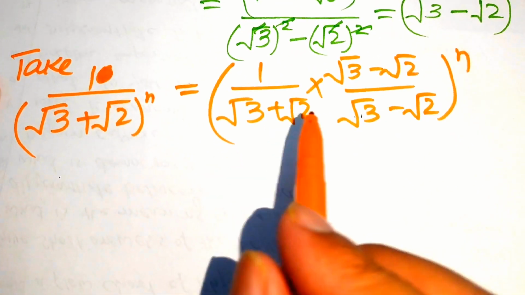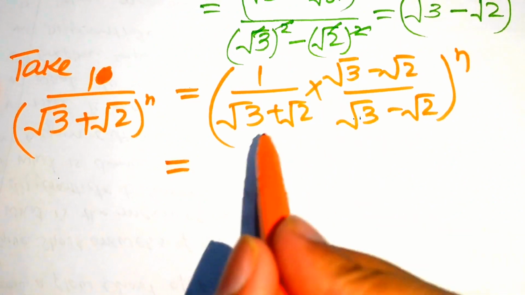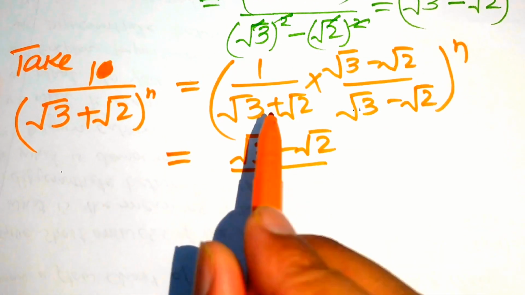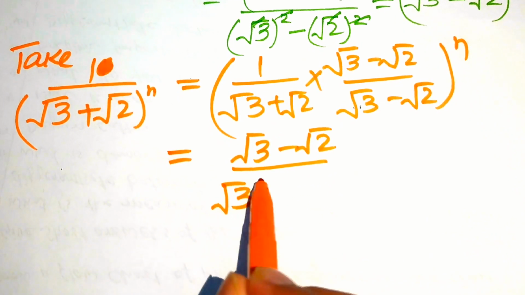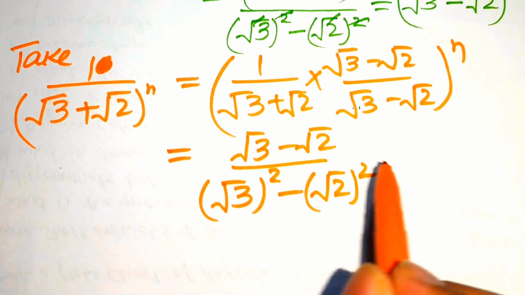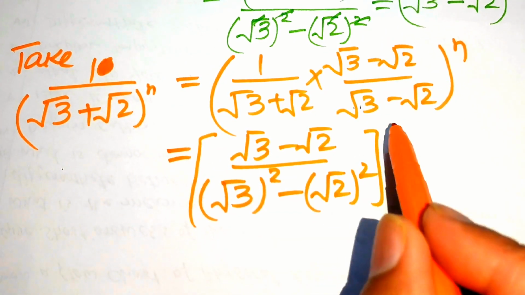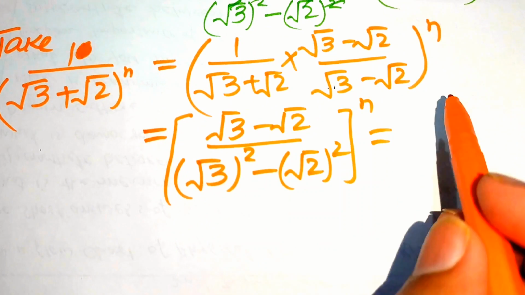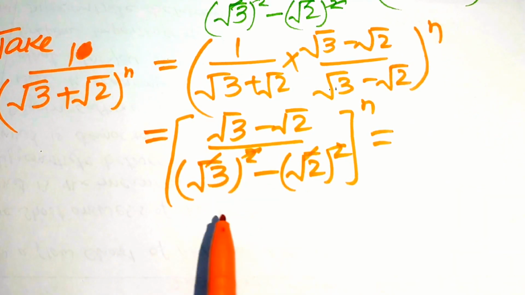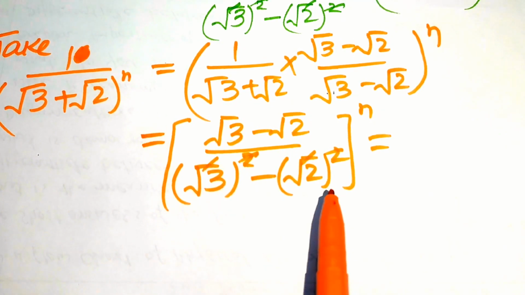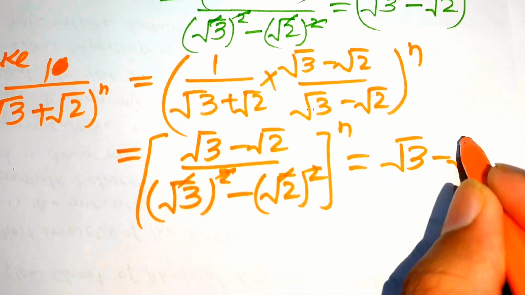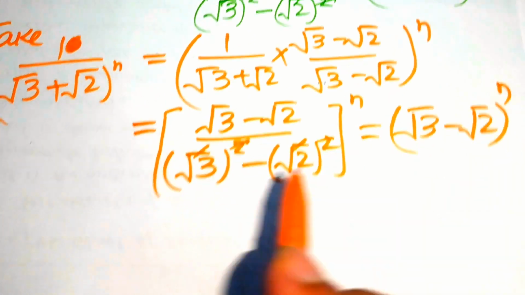After rationalizing the denominator, we obtain ((√3 − √2)/((√3)^2 − (√2)^2))^n. This expression equals, because in the denominator we cancel these radical signs and we get 3 − 2 equals 1. So we obtain (√3 − √2)^n.